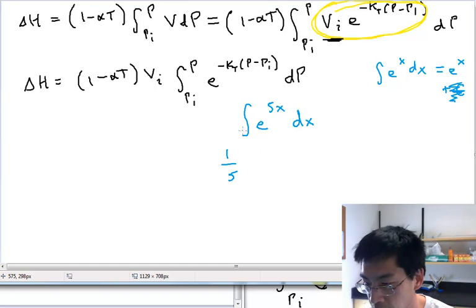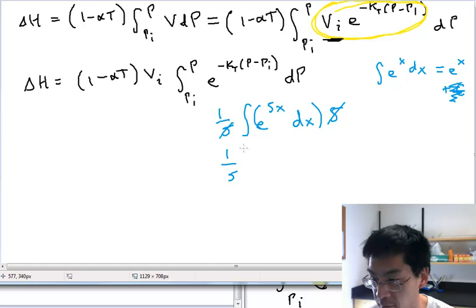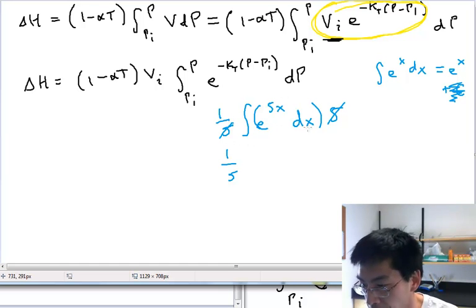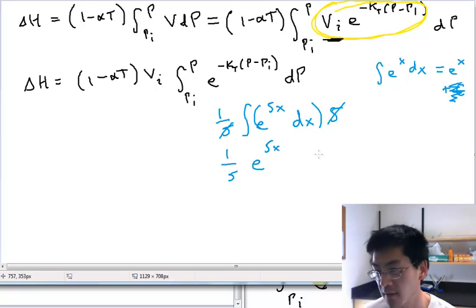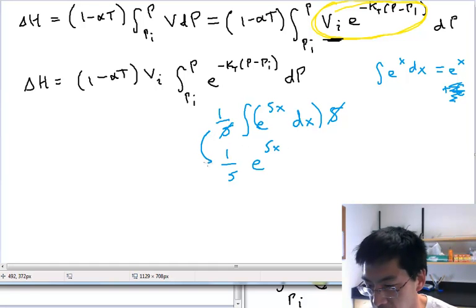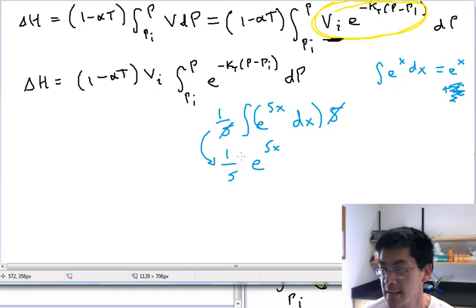So how do you do that? Well, if you put a 1/5 out here, and just to be fair, you put a 5 in here, then 5 times 1/5 is just 1, so you haven't really done anything at all. By doing that, you make this integral easy to do, because the integral of 5 times e to the 5x dx is just e to the 5x. And then this 1/5 comes from there.